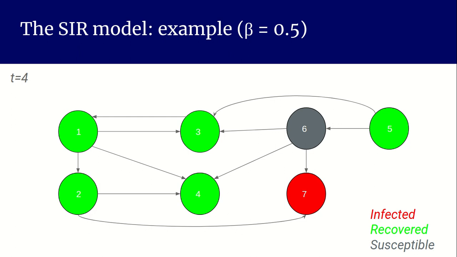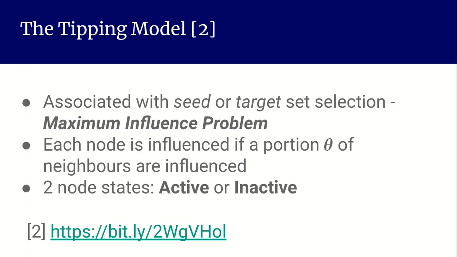Now node 7 has to try and infect more nodes in the graph. But because node 7 has only incoming links, node 7 recovers and the spreading of influence according to the SIR model halts. The next type of SI model, so spreading of influence model, is that of the tipping model, also known as the deterministic threshold model.